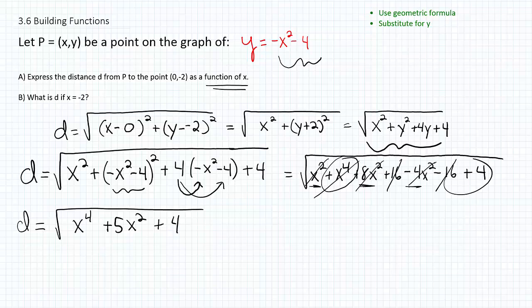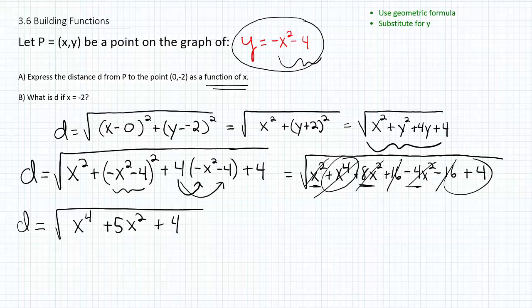That's the distance basically expressed as a function of x. And this distance is the distance from this point P to the point (0, -2). All right, remember P is a point on that original function that we had in red above, right? So this function here, P is some point on that function.